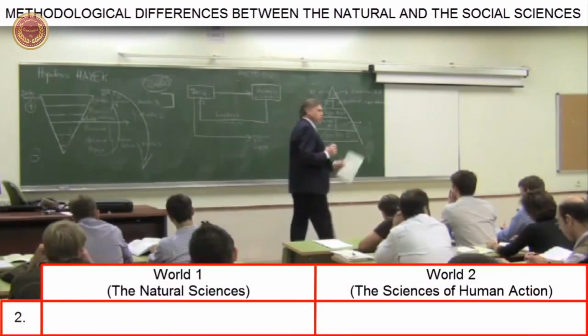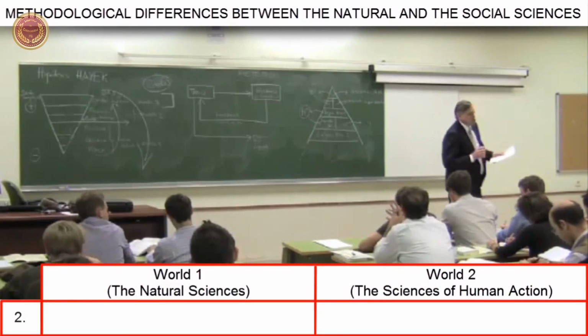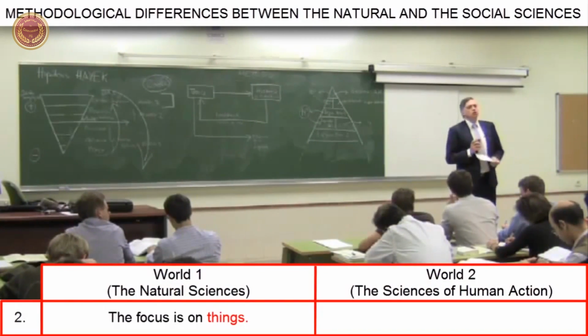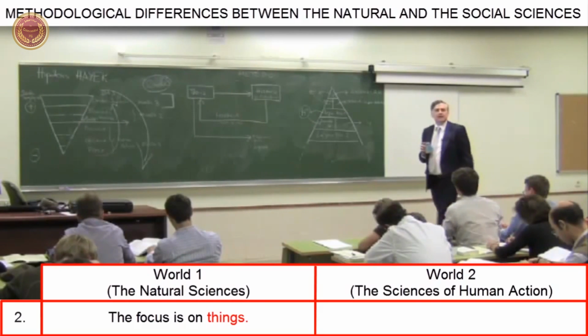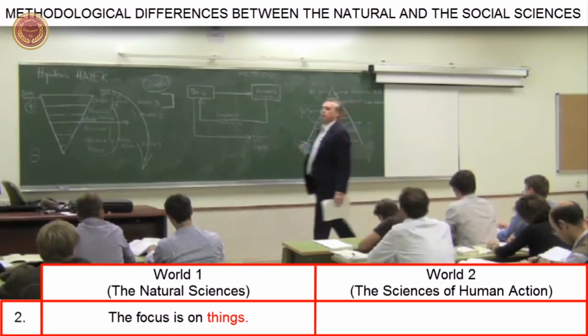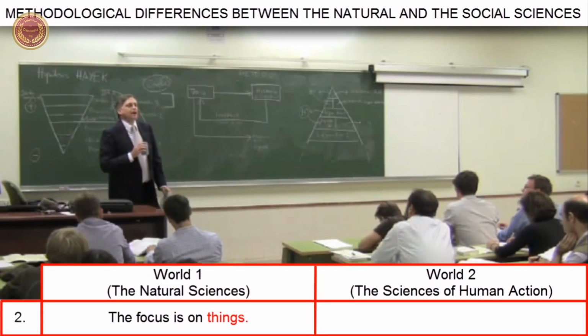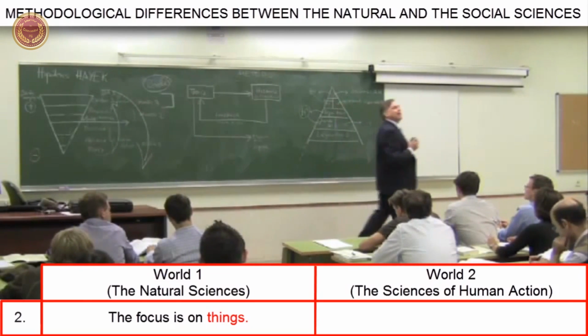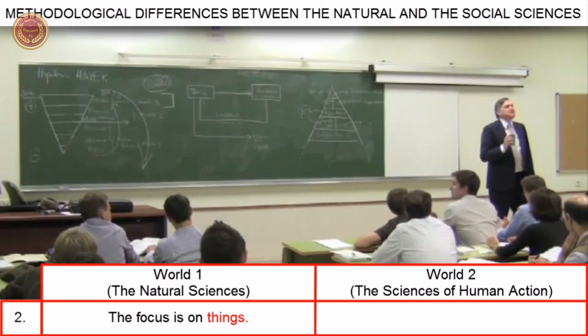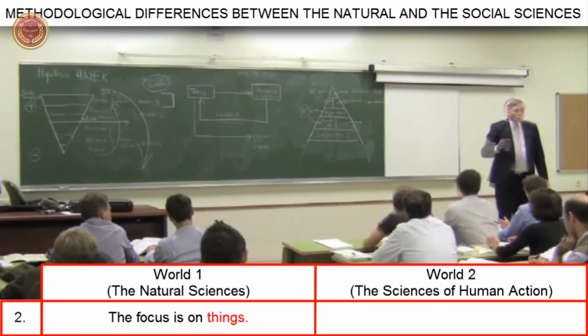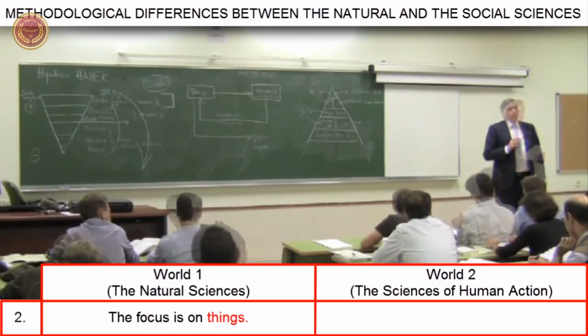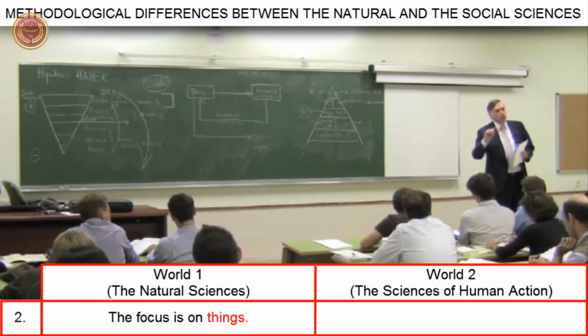Let's move on to point number 2 of contrast. In the natural sciences, things, res in Latin, are the object of study. Things, like what? What things? Things. But what things, for example? A rock? A plant? A gallbladder? Vesícula biliar. Things. Now let's see point number 2 on the right.